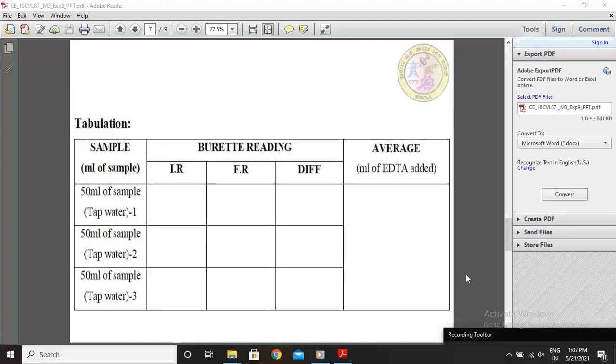Next, the tabulation, the tabular column. In the first column, the ml of sample is written for 3 trials. You enter the burette readings. In the burette reading there are 3 columns: one is IR, the second is FR, and the next is the difference. The difference we get is FR minus IR in ml. Now take the average of the 3 trials. So we get the difference, that is the ml of EDTA added. This is how to enter the readings in the tabulation.